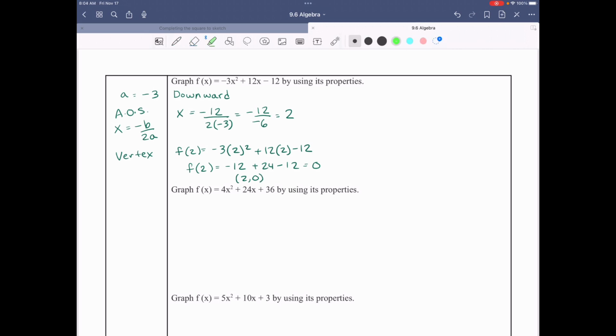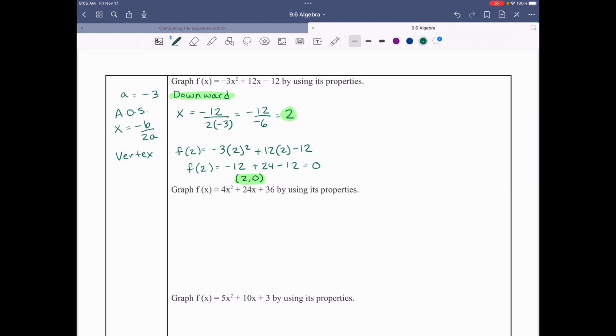All right, so now we have the axis of symmetry. We know it opens downward. And now we're going to look for the x-intercepts, but I think we're only going to have one x-intercept, and it's going to be the vertex. You'll see why in a moment.